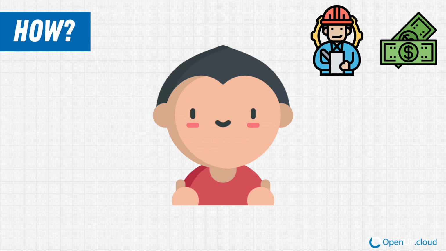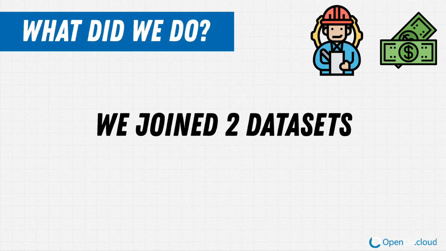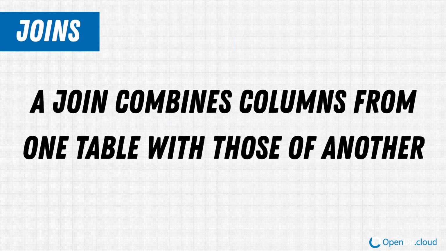We did it. We got the right query. But what did we actually do? Well, we joined two data sets. We joined them through the employee number. And a join combines columns from one table with those of another. That is essentially what a join is. A join is a combination from one table with another table. And the combination happens on the link between two pieces of data. In this case, the employee number from employees and the employee number from salaries, which happen to have a correlation.